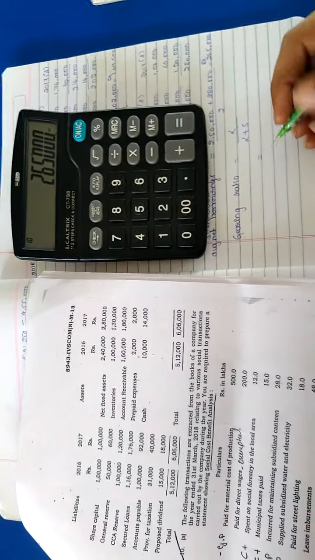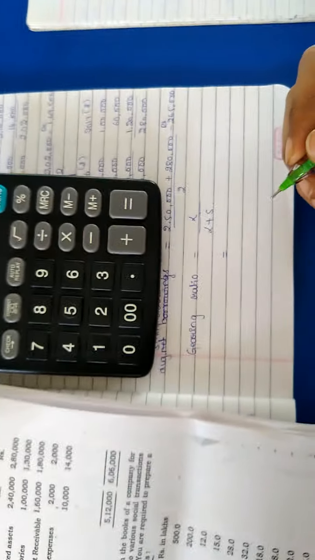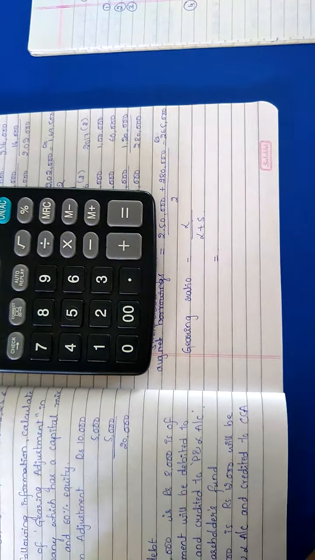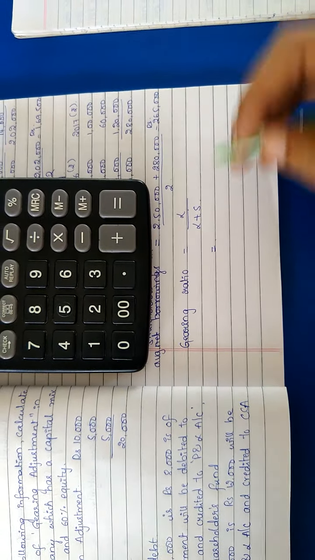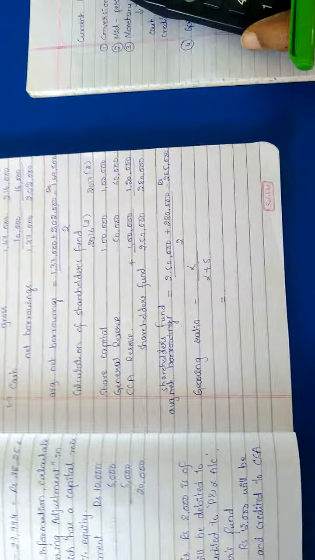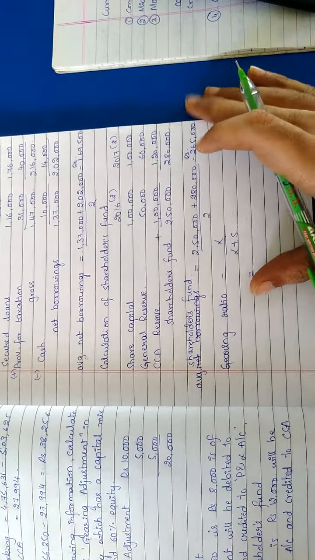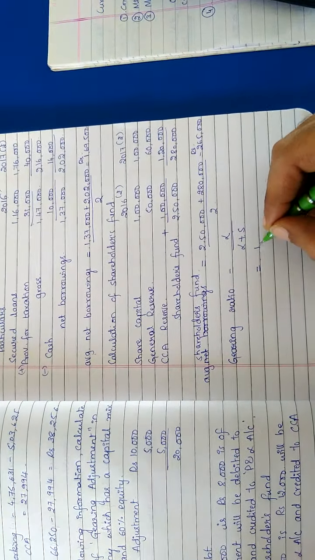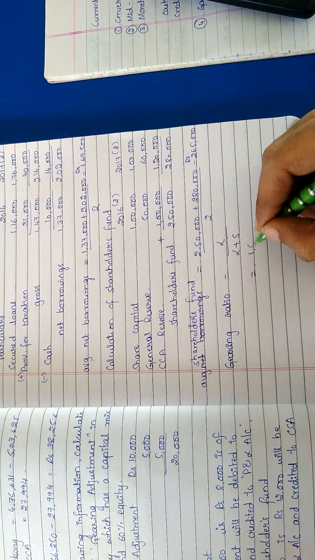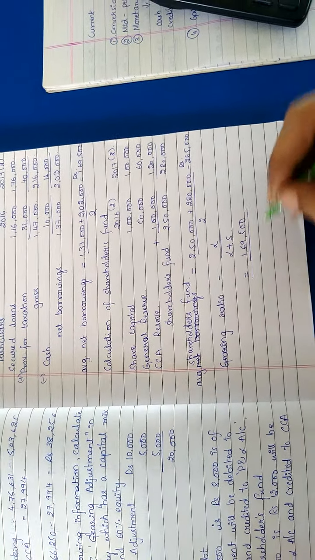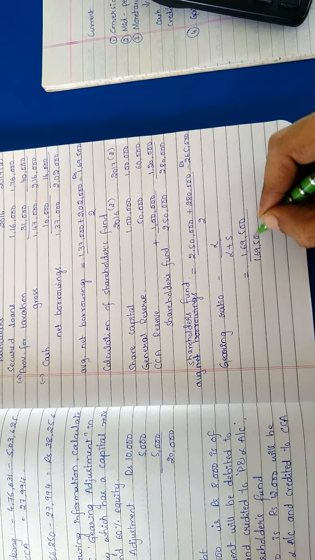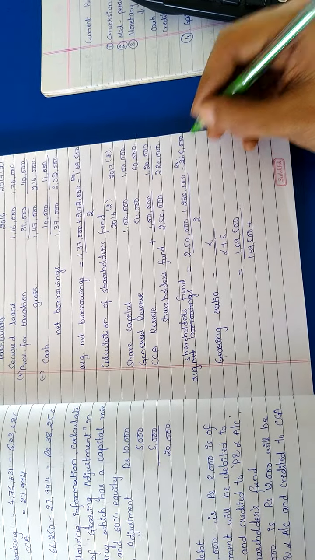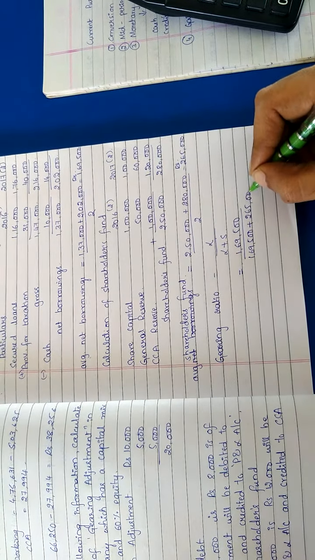Next we go for the calculation of gearing ratio. We don't have any other question or answer, but we have all the figures in our solution. What is L? L is net borrowings, right? The average net borrowings we calculated is 1,69,500. And S is the shareholders' fund. Average shareholders' fund is 2,65,000.